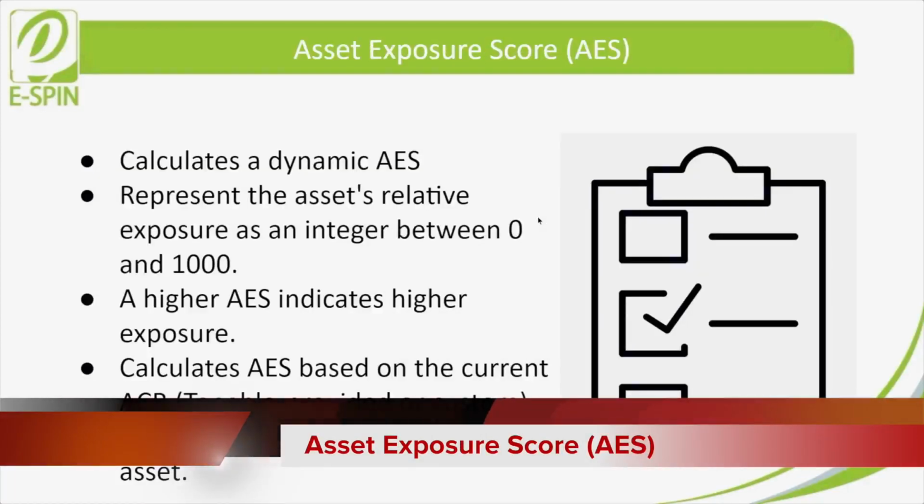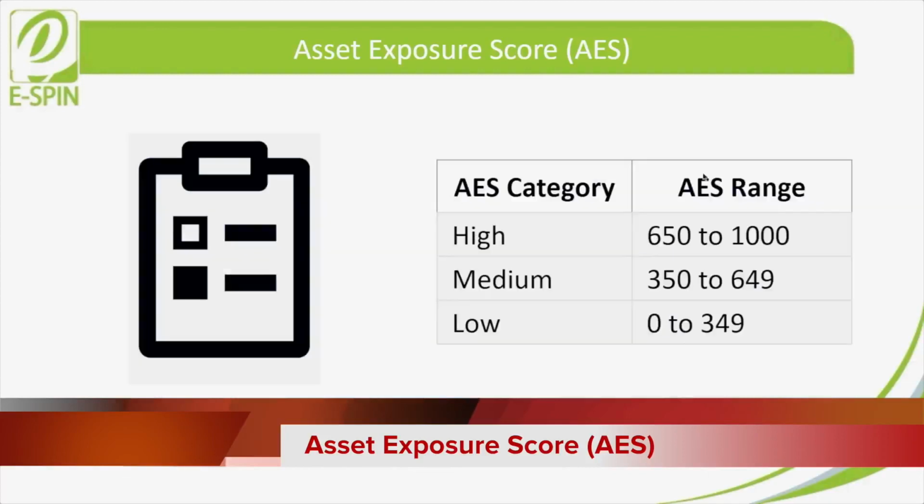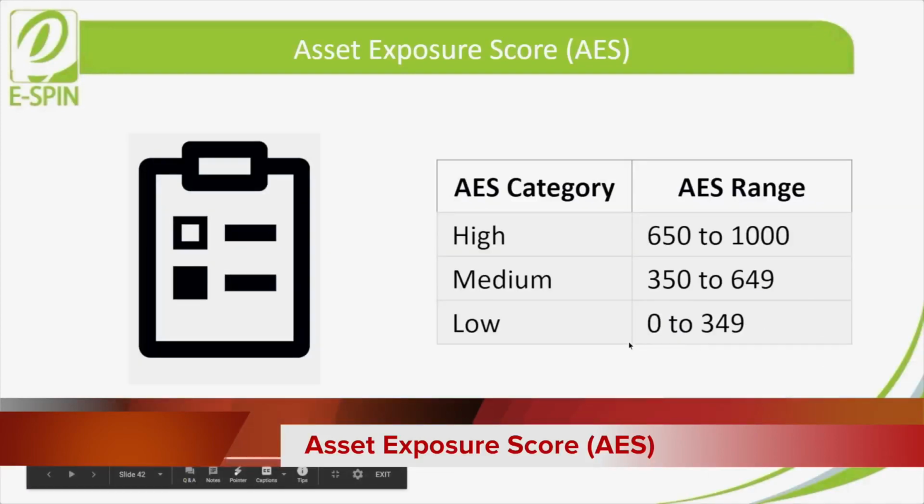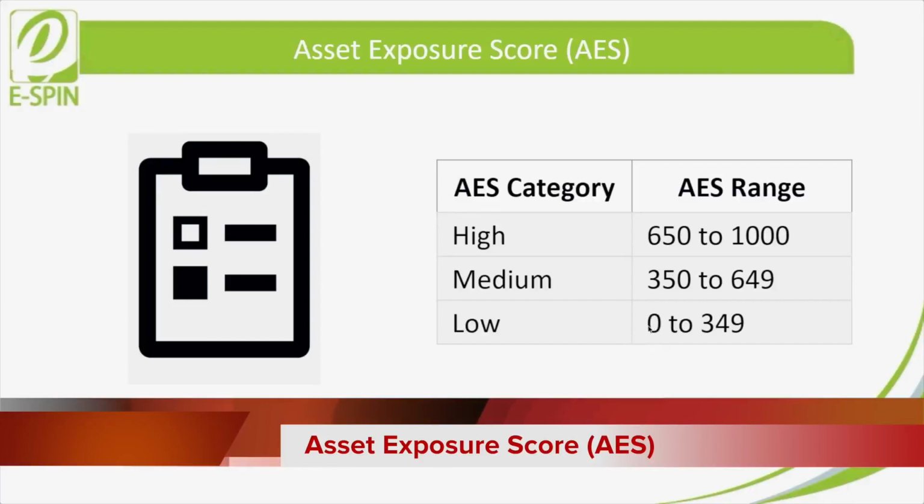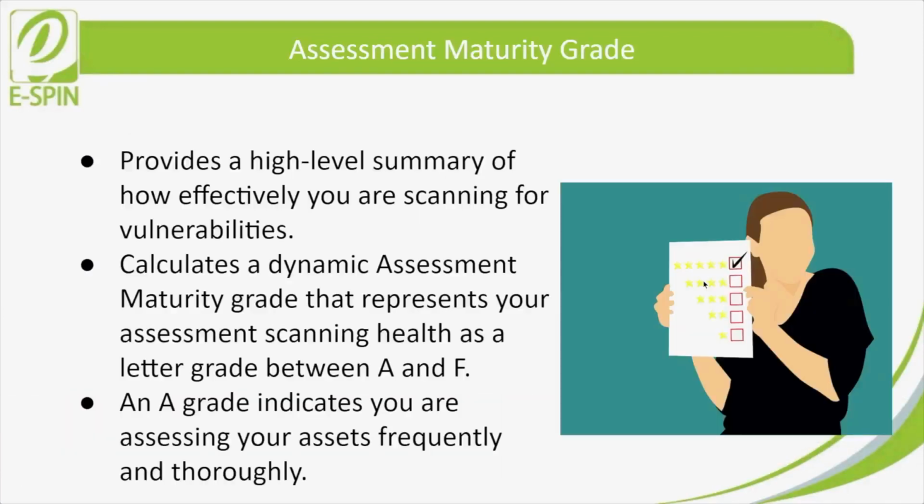Okay, the fourth one is Asset Exposure Score, or AES. It calculates a dynamic AES, which represents the asset's relative exposure as an integer between 0 and 1000. The higher AES indicates a higher exposure. The AES calculation is based on the current ACR number, provided or custom, and the VPR associated with the asset. In the Asset Exposure Score table, as you can see, the low category ranges from 0 to 349, and the high category ranges from 650 to 1000.